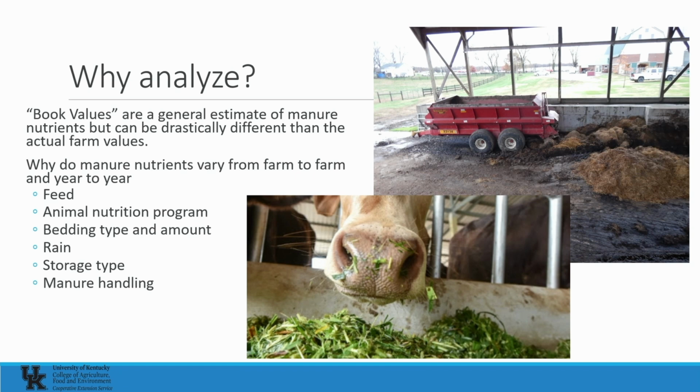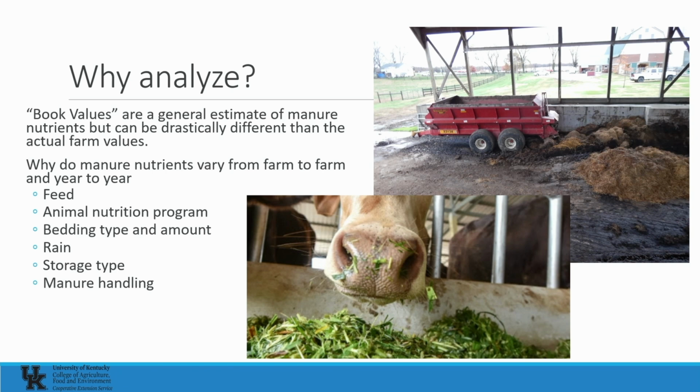It depends on obviously your animal species, but also your feed and your nutrition program and the nutrient content within those feeds, bedding type, the amount of bedding type. One year we may be bedding on sawdust. The next year we may be bedding on straw. Storage type, where we store our manure: outside in a stack pile, uncovered, inside covered, in a pit.